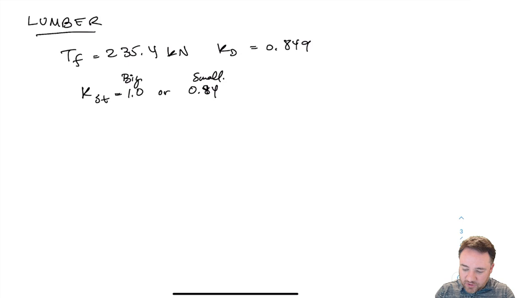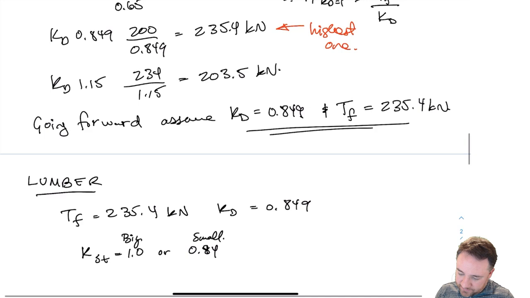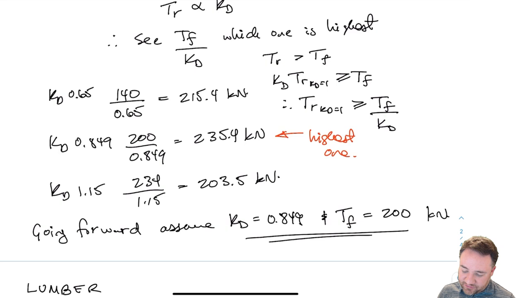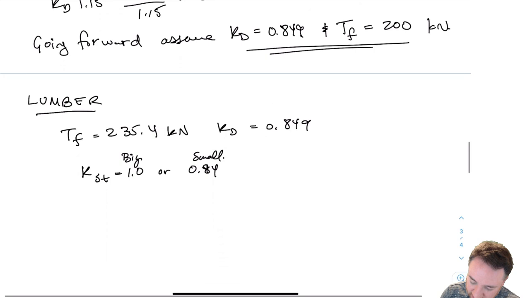And we can figure out exactly what that is because, I'm sorry, I made a mistake back here. If I'm using 0.849, the TF has to be 200, which is the original TF. 235 would be my strength if I divided by 0.849, which is actually what I want now. So going forward, we're going to assume that KD equals 0.849 and TF is 200. But then down here, I'm going to fix this too.